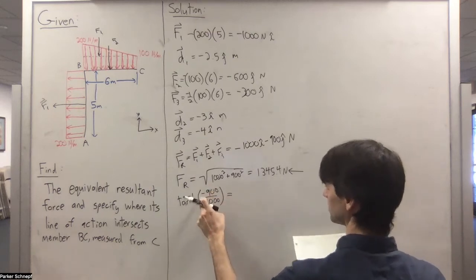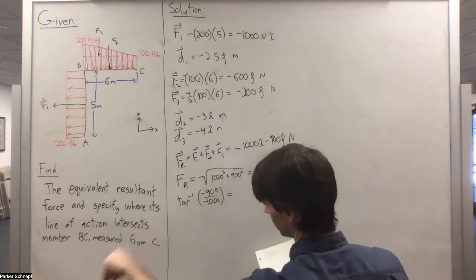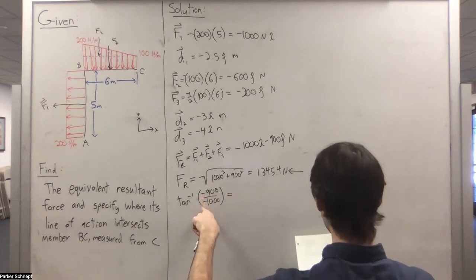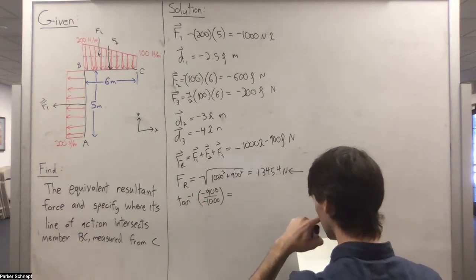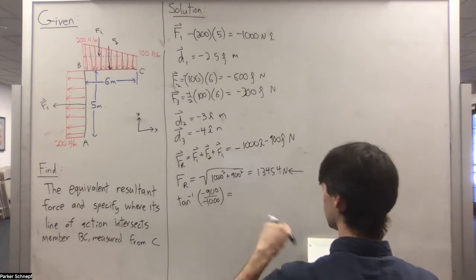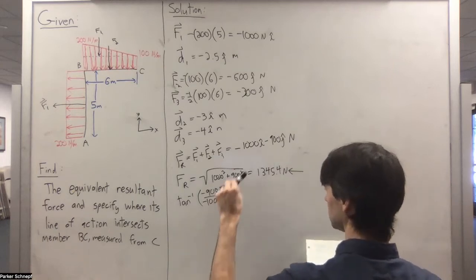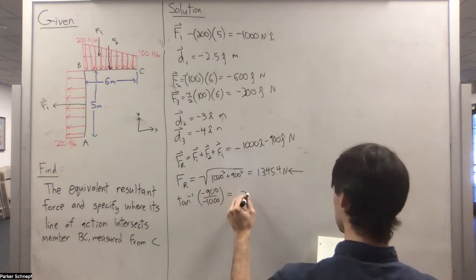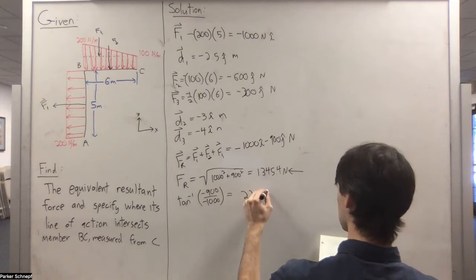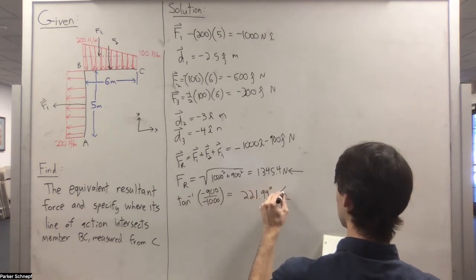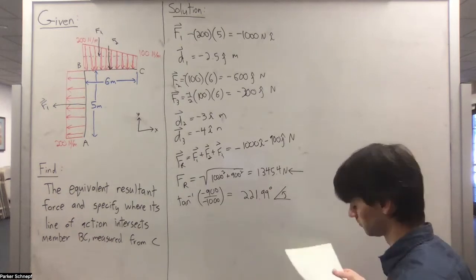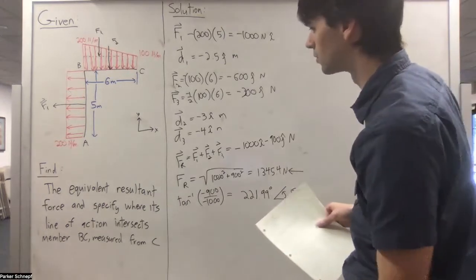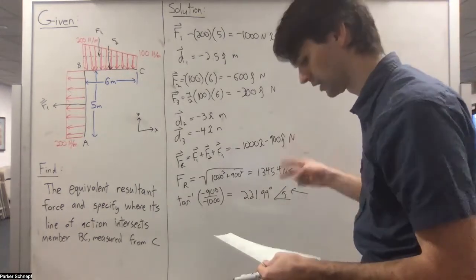But you've got to be careful, right? Since they're both negative, it's going in the third quadrant. So if you just plug that into your calculator, it may tell you something like 41, or sorry, 42 degrees, but you have to add 180 to that because the negative sign would cancel in the calculator. So really, that's going to be 221.99 degrees if you're measuring from the positive x. So that's the resultant force, and we just have to figure out where to place it.